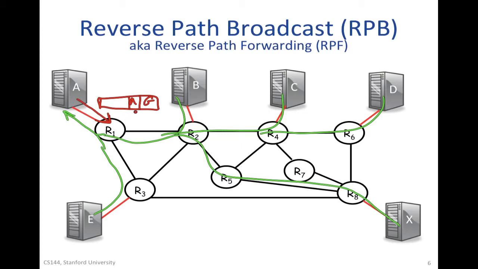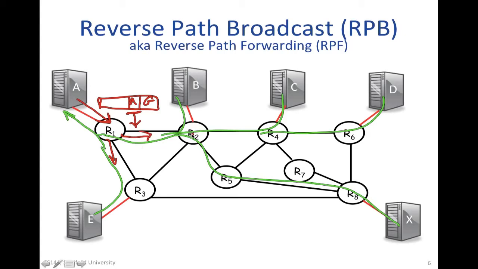So it looks up the source address in its forwarding table. And if this is the interface through which it would send it, if it was sending a unicast, then it will accept it and send it out of every other interface.